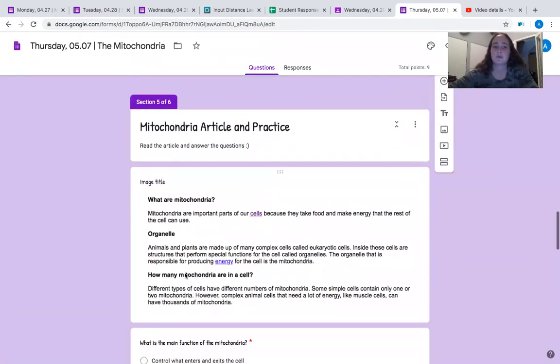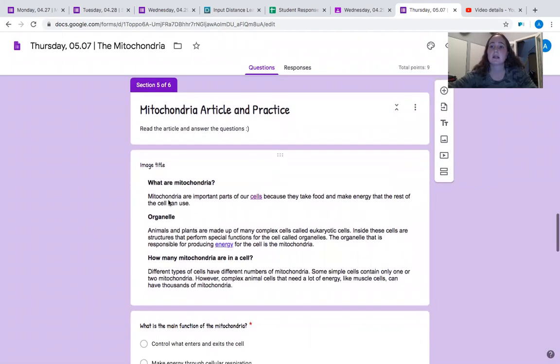All right, let's read. What are mitochondria? You should be following along with me now. Mitochondria are important parts of our cells because they take food and make energy that the rest of the cell can use. Organelle. Animals and plants are made up of many complex cells called eukaryotic cells. Inside these cells are structures that perform special functions for the cell called organelles. The organelle that is responsible for producing energy for the cell is the mitochondria.